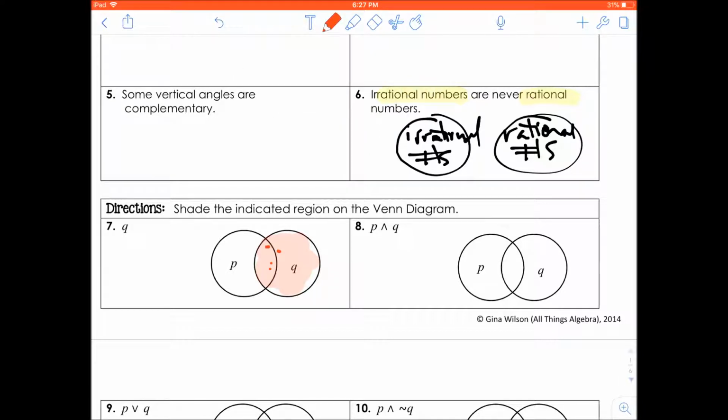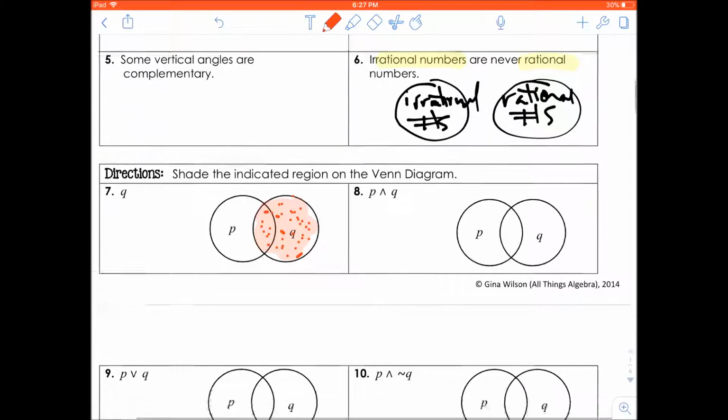If all these are people, let's say we go back to P is basketball, Q is plays football. All of these people, even if they're in the overlap, guess what? They play football. They're in the football circle. So that is all needing to be shaded.